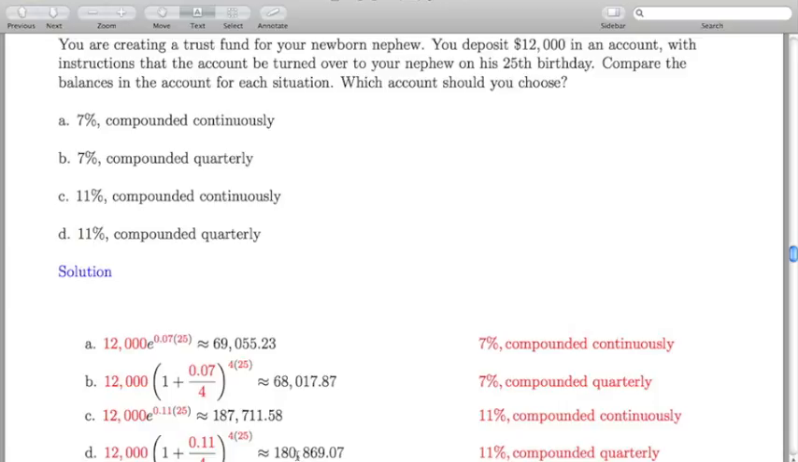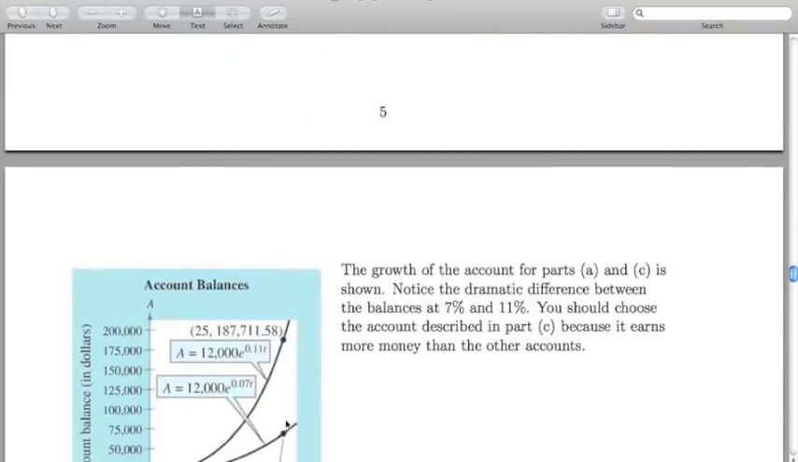So these are your options for your accounts for A, B, C, and D. You have these different accounts to choose from. It says, which account would you choose? Well, obviously, you're going to choose the account that gives you the greater yield after that time. So that's part C. If you look at C, you see with that account, after that amount of time, it would have the greatest yield. So we would use part C.